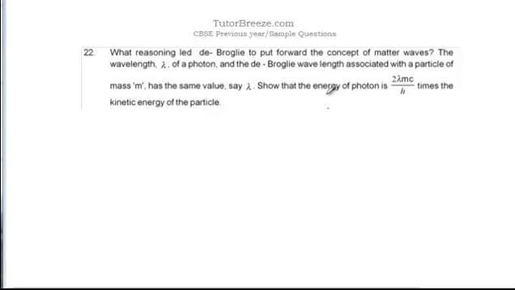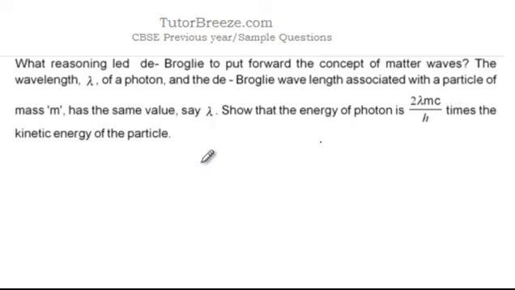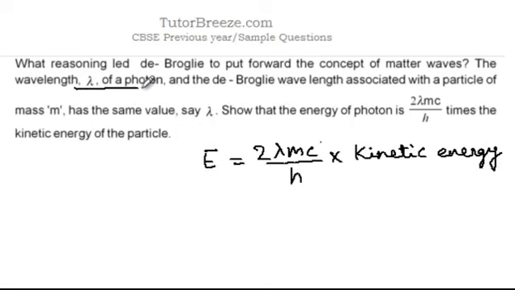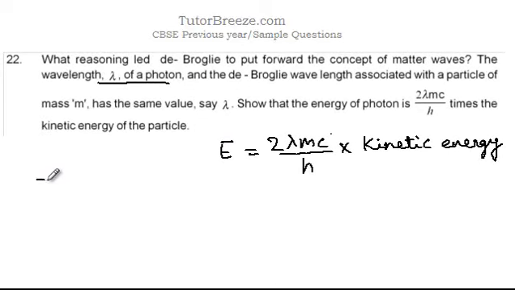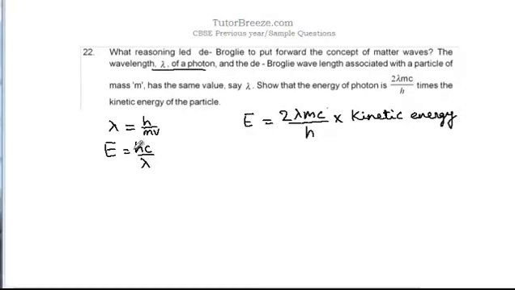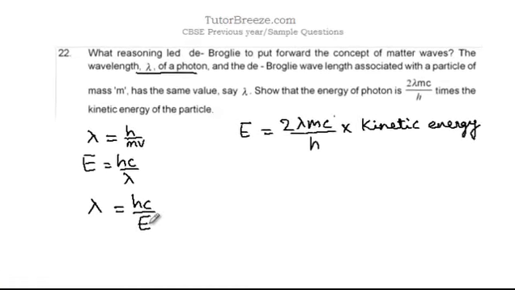Next, we have to show that the energy of a photon is 2 lambda m c by h times the kinetic energy of the particle. The de Broglie wavelength lambda of a photon is found from the relation E is equal to hc by lambda. See, for a photon, we cannot use the formula lambda is equal to h by mv because a photon is said to be massless. So for a photon, we need to find out its wavelength using the relation E is equal to h nu, or E is equal to hc by lambda. So lambda is equal to hc by E.